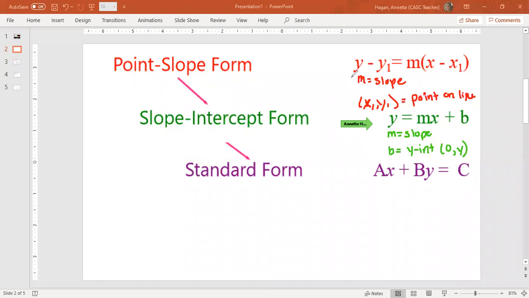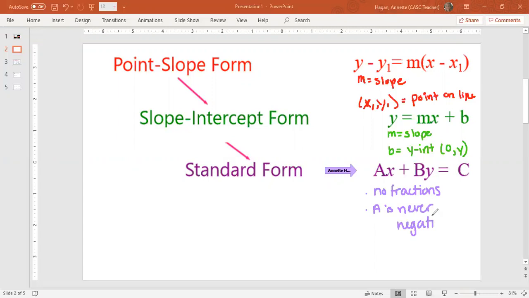The last one we're going to talk about is standard form. Standard form is a little bit different. It doesn't necessarily give you this straightforward information. There's a couple things you need to remember about standard form. No fractions, so we never write standard form with fractions. And A is never negative, okay?